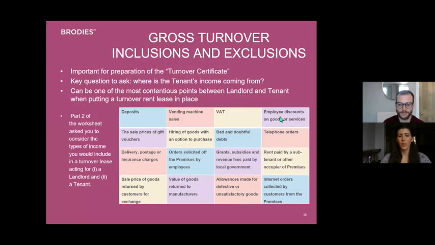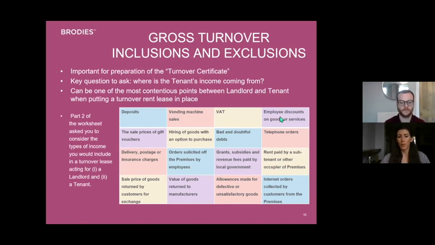Thank you. So moving on now to gross turnover, inclusions and exclusions. Having a clear list is important for preparing the turnover certificate, which certifies the total amount of gross turnover for a turnover period, and which the landlord uses to calculate the actual turnover rent due and any penalties. So when we consider these, we need to consider the key question: where is the tenant's income coming from?